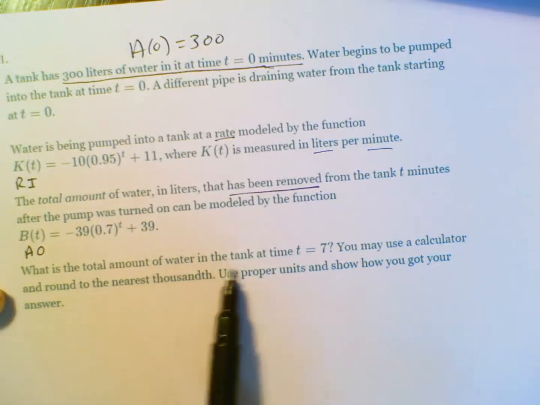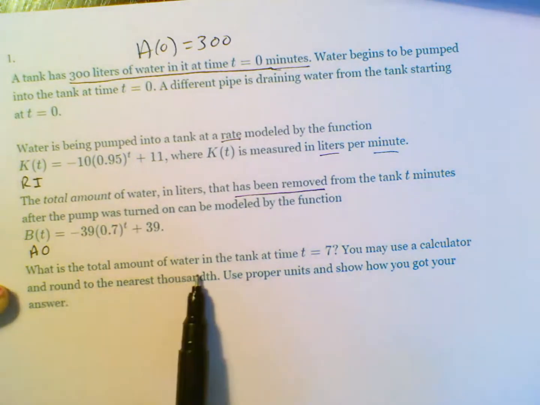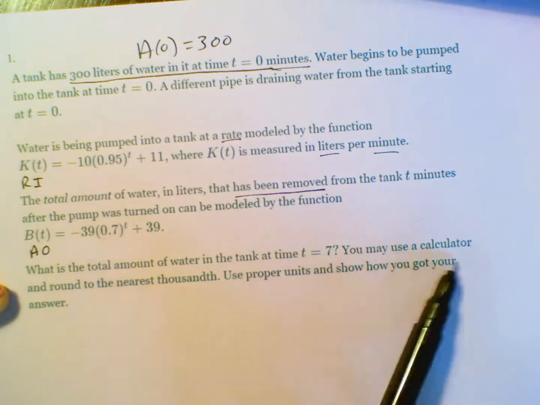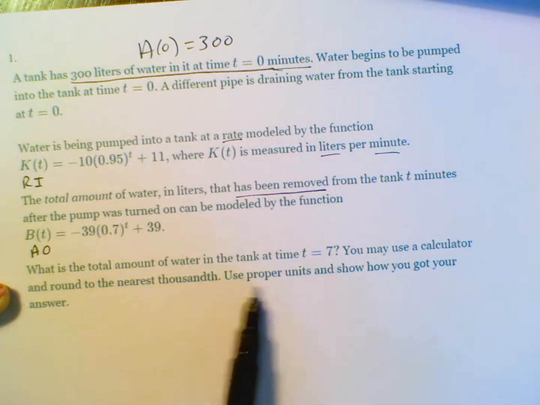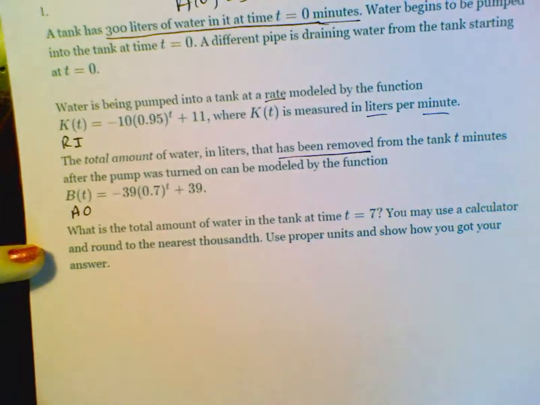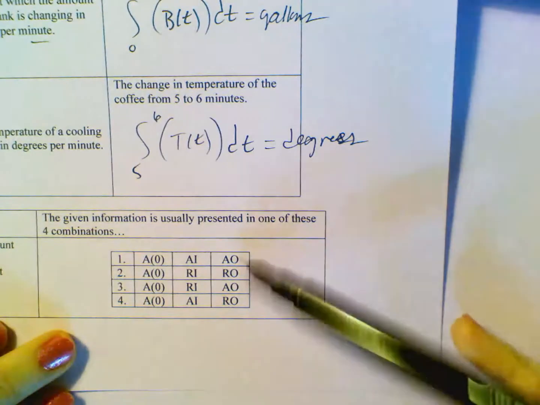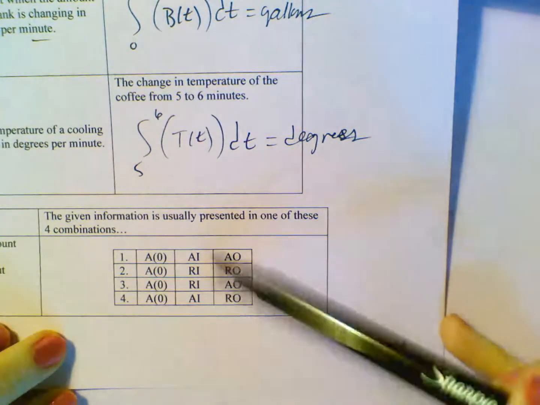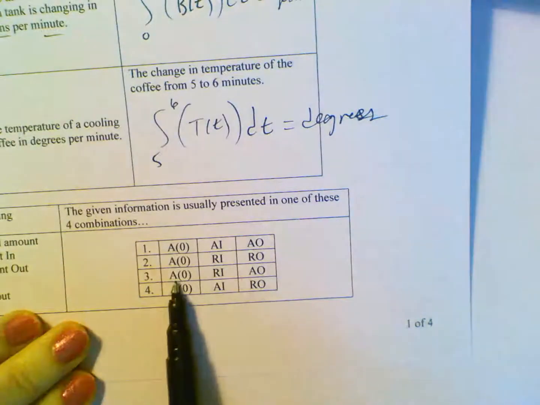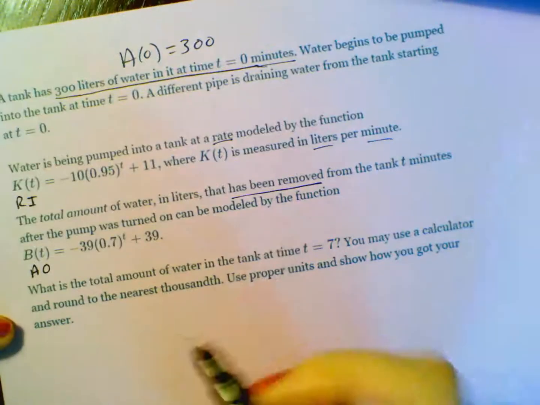All right. So what is the total amount of water in the tank at time t equals 7? So that's what we want, the total amount of water in the tank at t equals 7. You may use a calculator and round to the nearest thousandth. Use proper units and show how you got your answer. Okay, so let me consider what I have. Oh, and guys, when you're doing one of these out things, you're subtracting these out things. So I put the in things first, like when I'm a rate machine. So initial amount, in, out. Initial amount, in, out.